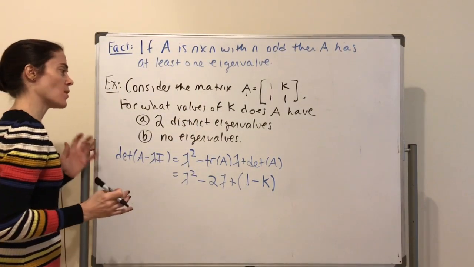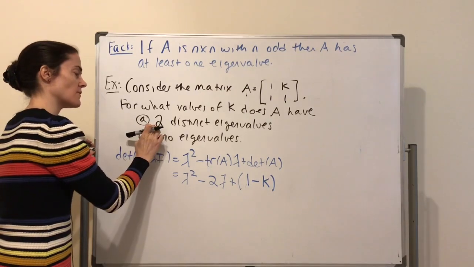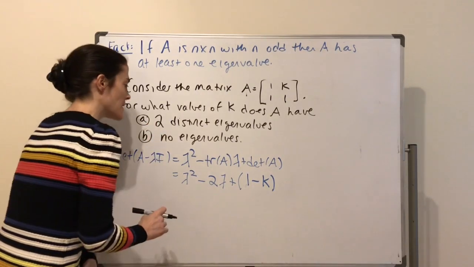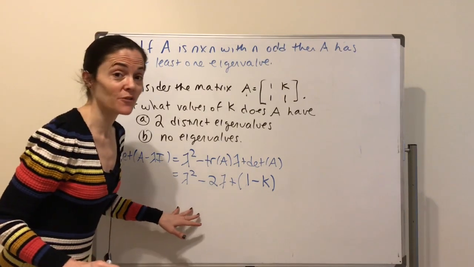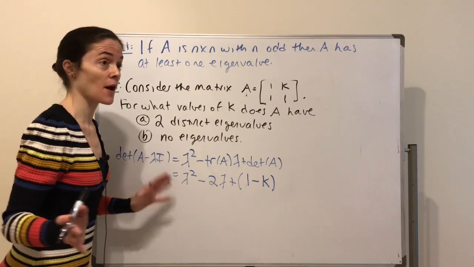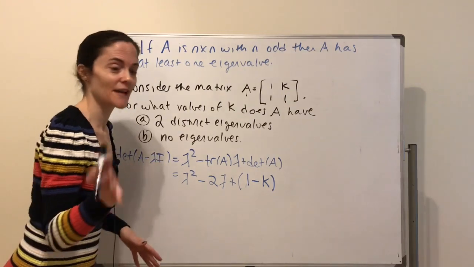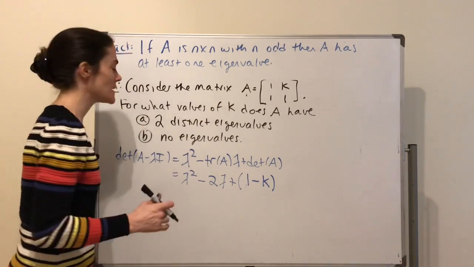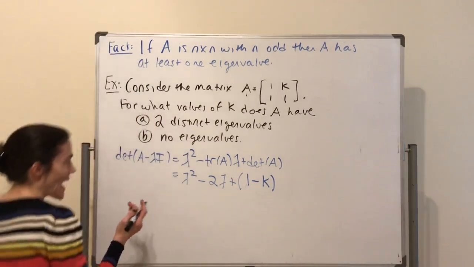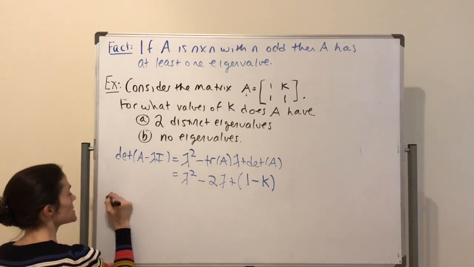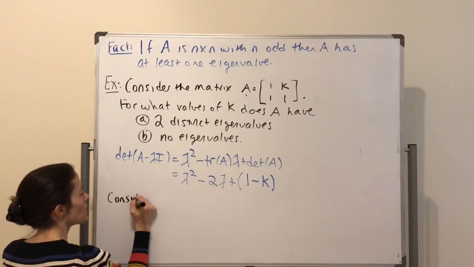We have to think about what it means to have two distinct eigenvalues, and what it means to have no eigenvalues. Well, this comes down to the quadratic formula. Sometimes you can factor, and that's great, but not always. The quadratic formula, when you have a quadratic, will always give you the roots, or you'll be able to see that you don't have any real roots. So what I need to do is consider the following.